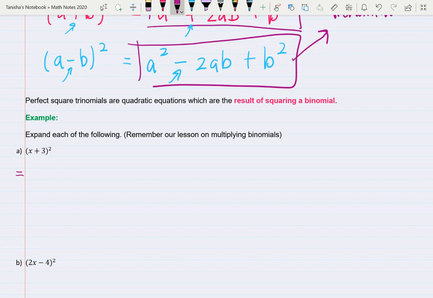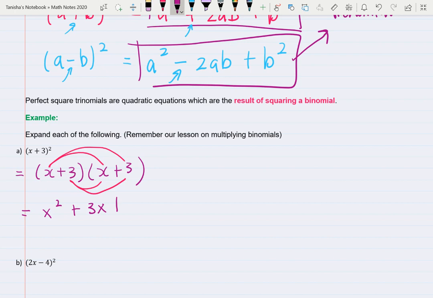So FOIL would give us x plus 3, x plus 3. We're just expanding that square to show the product of two like binomials. Then we multiply the first, the outside, the inside, and then the last. That's going to give us x squared plus 3x plus 3x plus 9, which will simplify to x squared plus 6x plus 9.